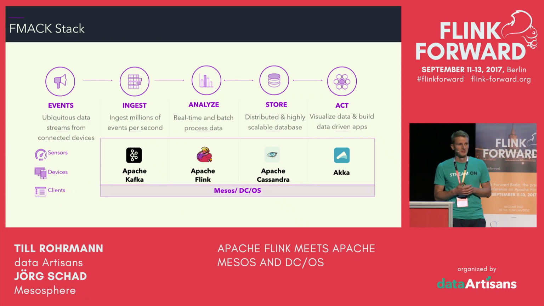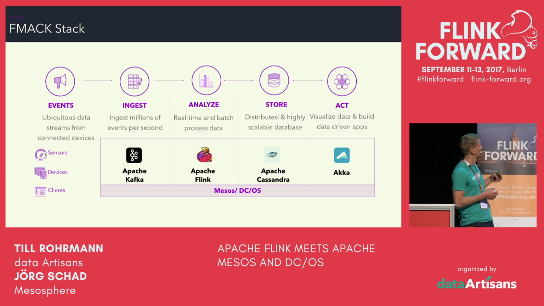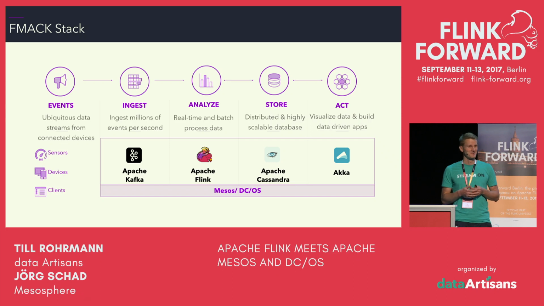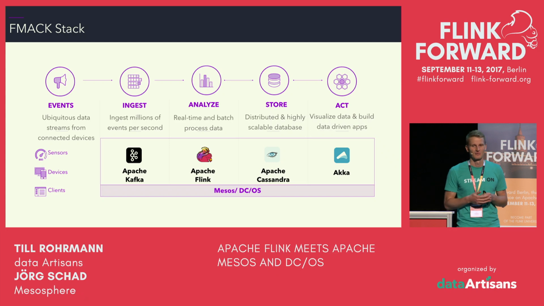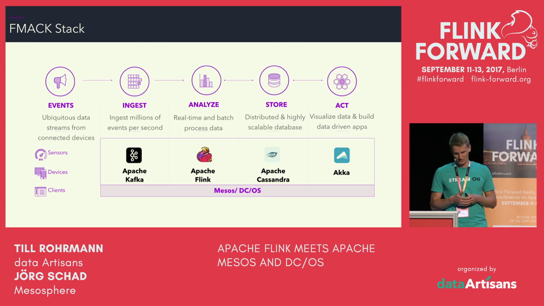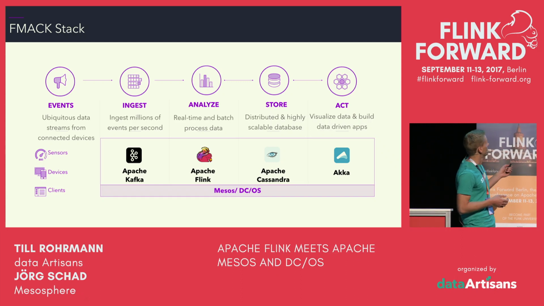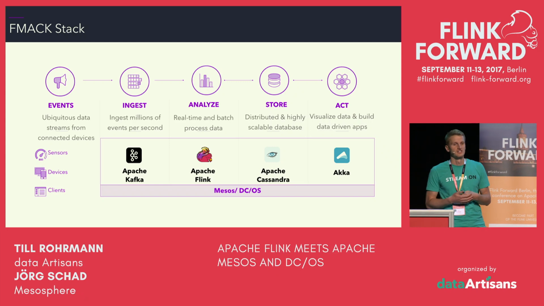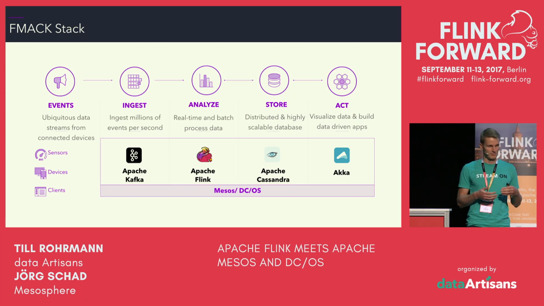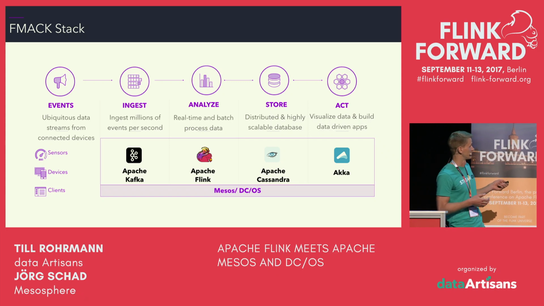So in order to do event processing, the technological stack had to change a bit. And people can now use the FMEC stack, which comprises Flink, Mesos, Akka, Cassandra, and Kafka. So what are these individual applications used for? Everything starts with events, which we collect somewhere, for example from sensors, devices, or clients. These events are ingested into Kafka, where they are made accessible for our analytical component, which is Apache Flink.